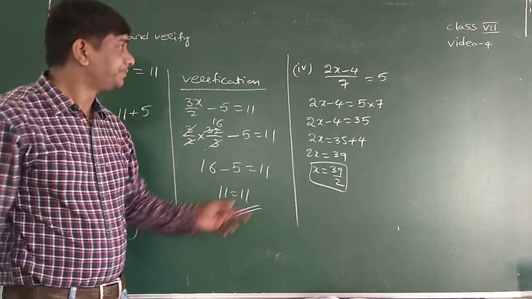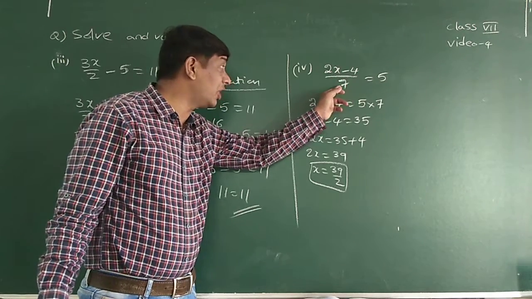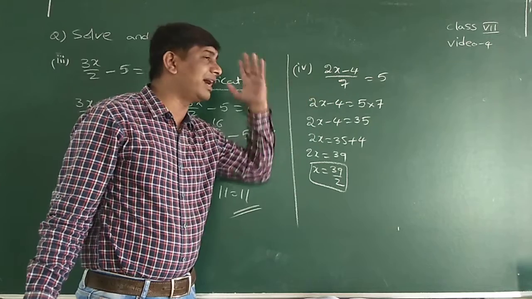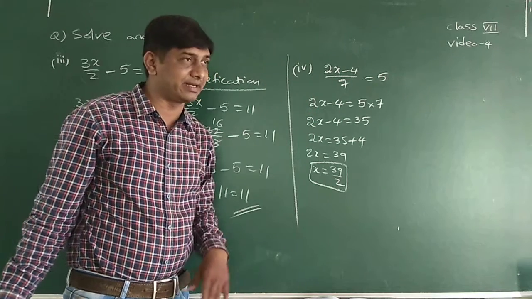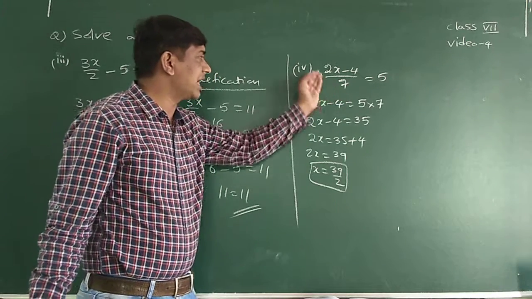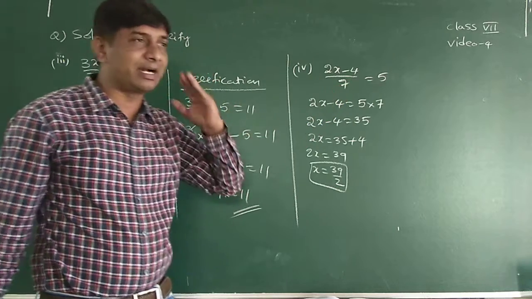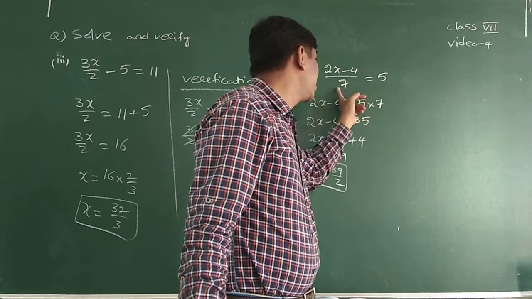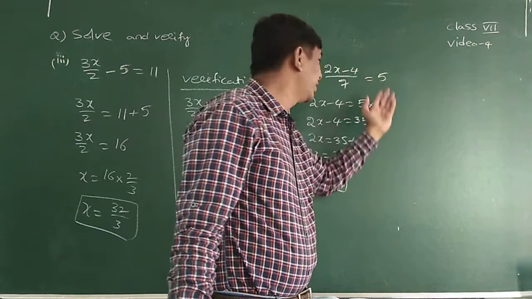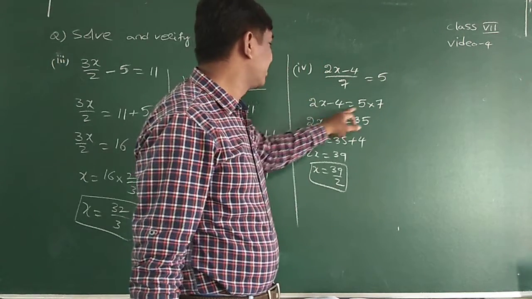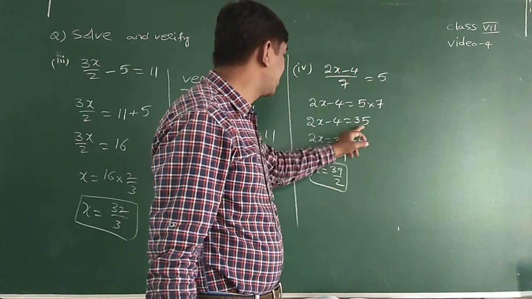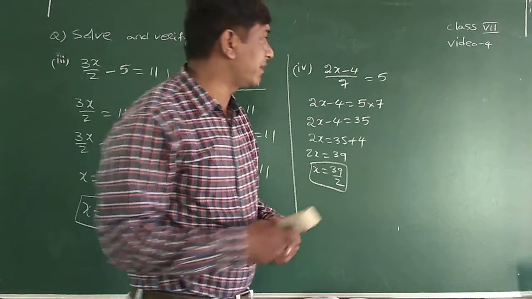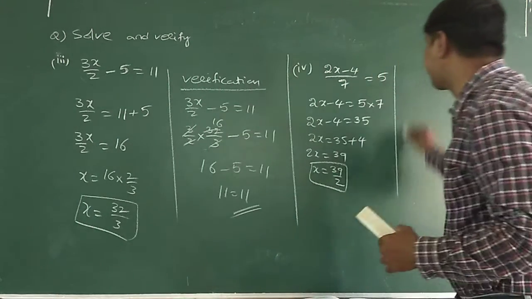Check that answer. 2x minus 4 whole by 7 is equal to 5. Since no other value is there apart from the denominator 7, this 7 is the common denominator. So the common denominator we first transpose to the other side. So 5 is equal to 5 into 7, so 2x minus 4 is equal to 35. 2x is equal to 35 plus 4. 2x is equal to 39. X is equal to 39 by 2. Now verification.